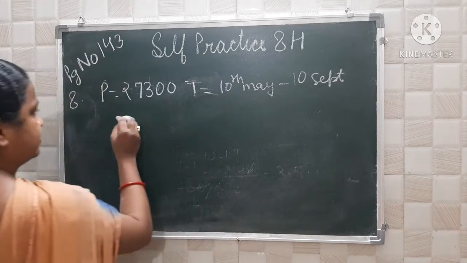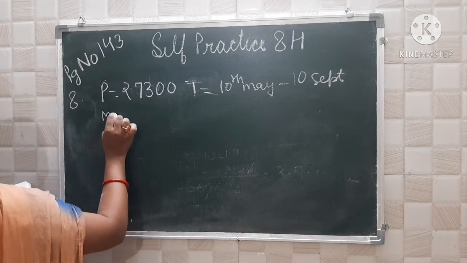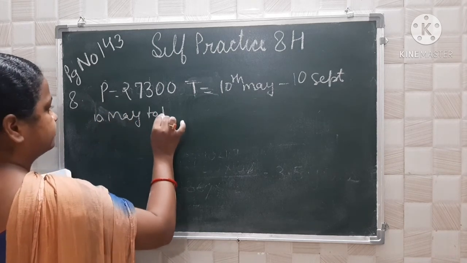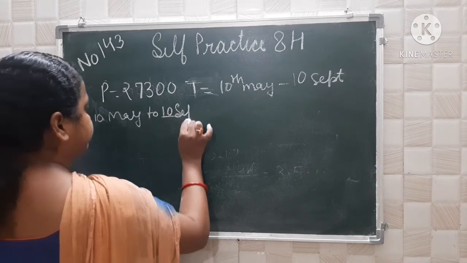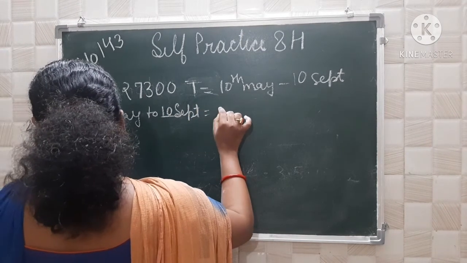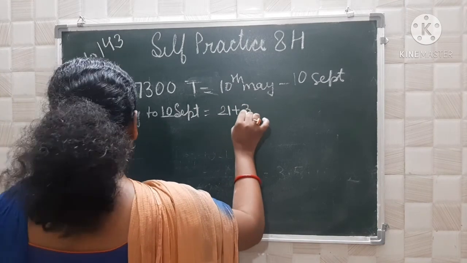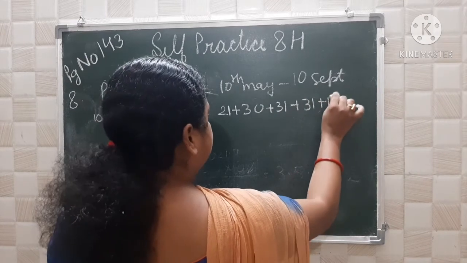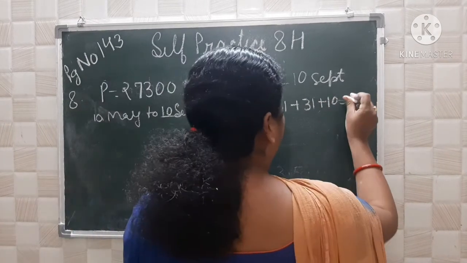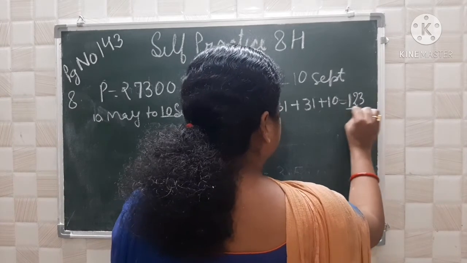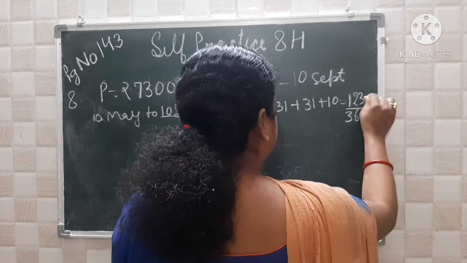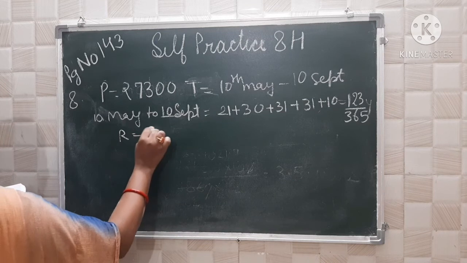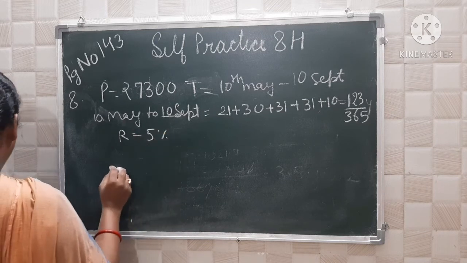So you can see in May how many days will be there from 10th May to 10th September. See, in May there is remaining 21 days plus 30 days plus 31 days plus 31 days plus 10, that is equal to 123 upon 365 year. And R is equal to 5%. What will be your I?